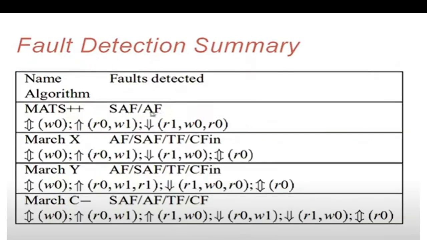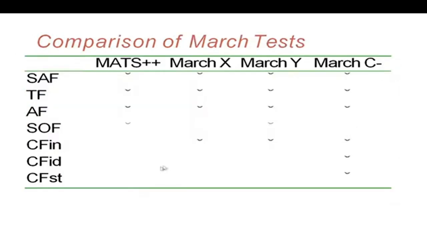So this is the summary of the fault detection for various March algorithms with their March sequences. And here is a comparison of the March tests. So you can see these are different types of coupling faults, stuck-open fault. These are covered by different March tests.